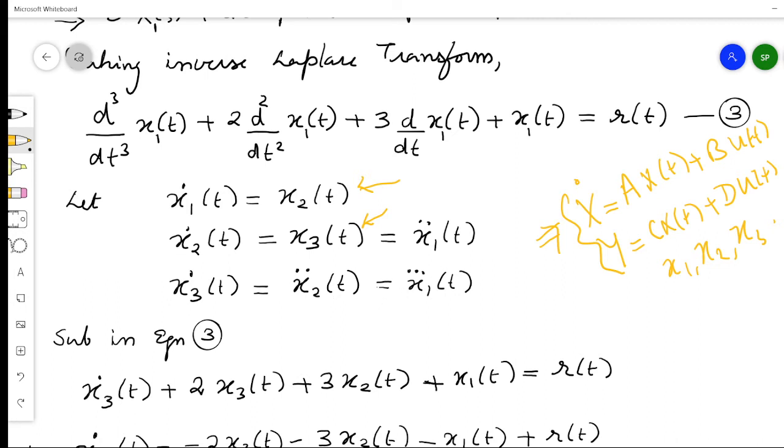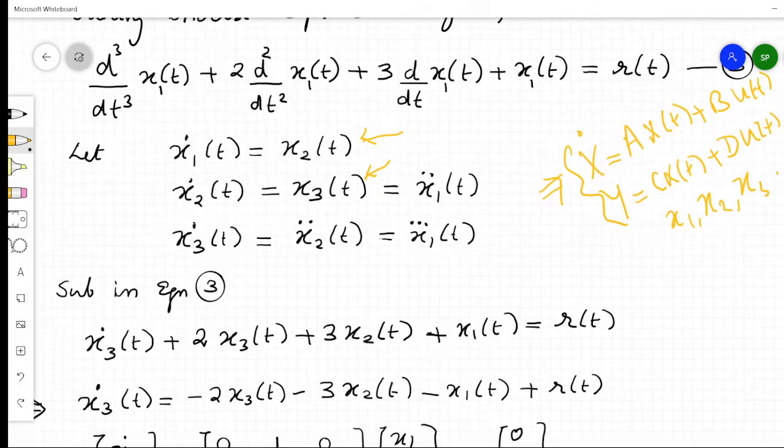So what we do is substitute this in the original equation, that is equation number 3. These variables will be substituted here. We want to find an expression for x3 dot t in terms of state variables. Here d cube by dt cube, we know it is x3 dot. So that x3 dot t we will be substituting in this equation.